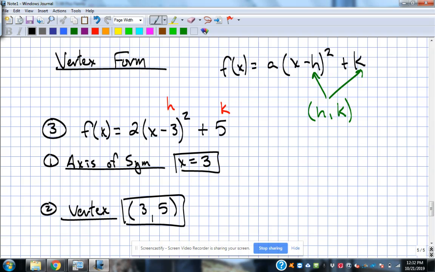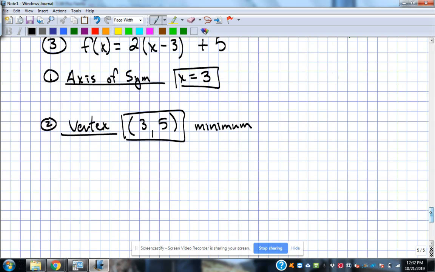So vertex form is really handy when it comes to that stuff, especially if you're looking for a maximum or a minimum. Which one would this be? A minimum, because A is positive, right? Okay. When we get into word problems, it can help us to know what they're asking for.